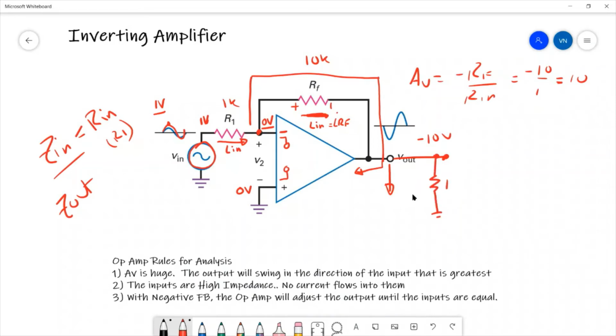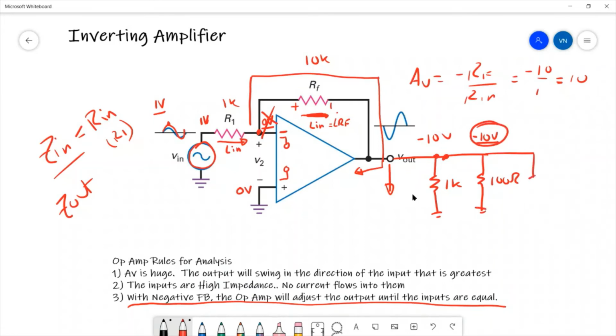So if I put a 1 k ohm resistor down here, if I put 1 volt here, there'll be minus 10 on that resistor. And if I put 100 ohms on the output here, you would still get minus 10 volts. Because with negative feedback, the op-amp will adjust the output until the inputs are equal. If the output deviates from minus 10 volts, then this point is no longer 0, and it will make a correction to get it back to 0. So it's going to hold the output at minus 10 regardless of what you stick on here.